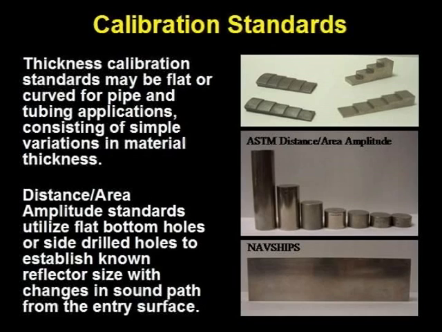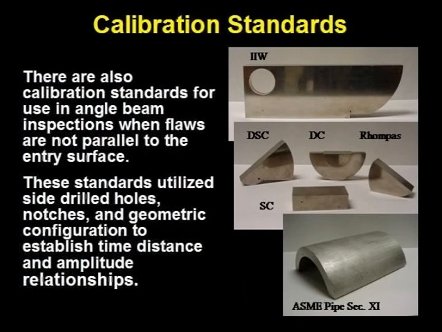Thickness calibration standards may be curved or flat, depending upon whether they are used for plates or tubes. These standards typically take the form of step wedges of varying known thicknesses. The echo amplitude of a given size flaw will decrease with distance from the transducer. Thus, if echo amplitude is being used to estimate the flaw size, calibration standards are needed with the flaw size and known depth in the material. Distance area amplitude standards are used to create a distance area curve on the A-scan for proper interpretation.